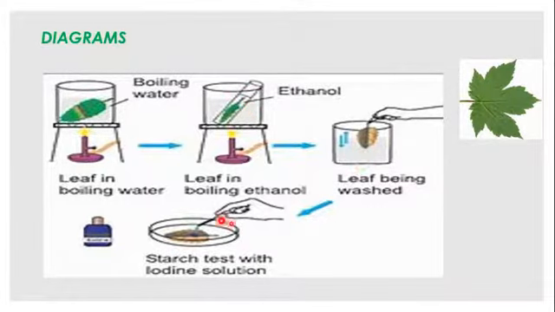Then it is placed either in a petri dish or on a white porcelain tile. The color should be chosen wisely, white, so that we can see the color changes. Now the leaf is placed on the tile, and a few drops of iodine solution are released on it. Iodine solution is yellowish brown in color.